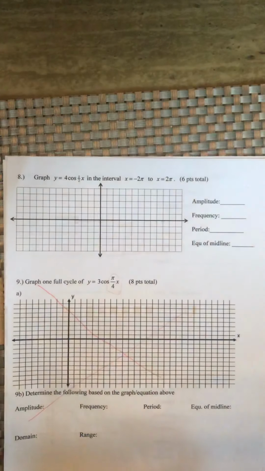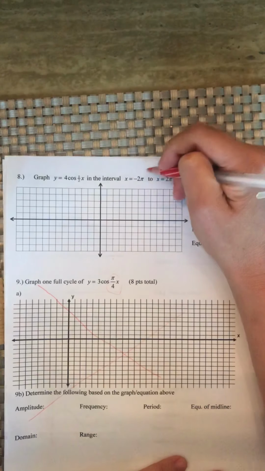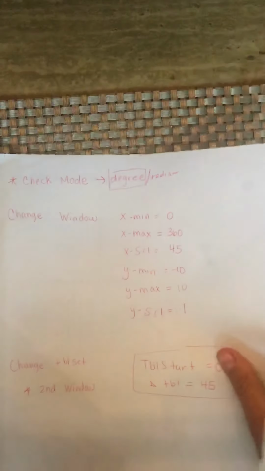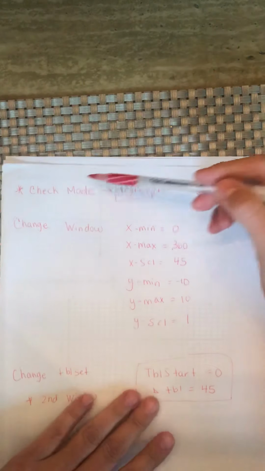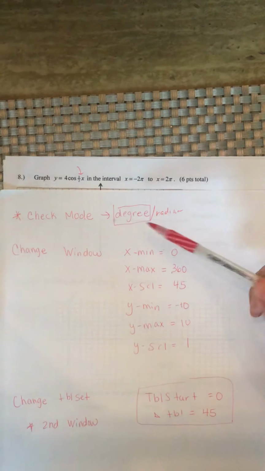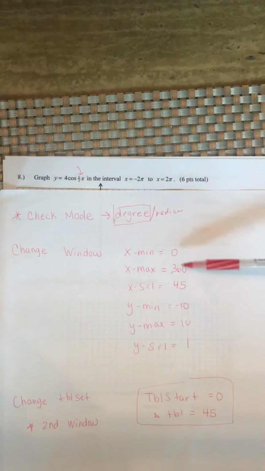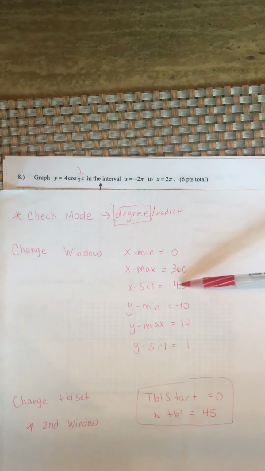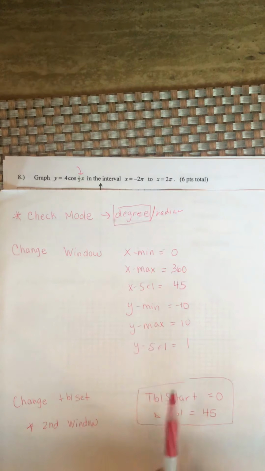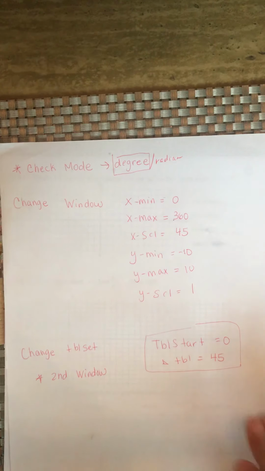Okay, so again, I want you guys to go ahead and recall from question number 7. Some of you may already have your graphing calculator set up, so please make sure that you check your mode. This mode, again, if you take a look, is in degree. So you should be in degree. You need to make sure that you have your window: X from 0 to 360, your scale should be 45, Y from negative 10 to 10, and your scale should be 1. And then, of course, you should change your table setup, second window, start from 0 to 45.